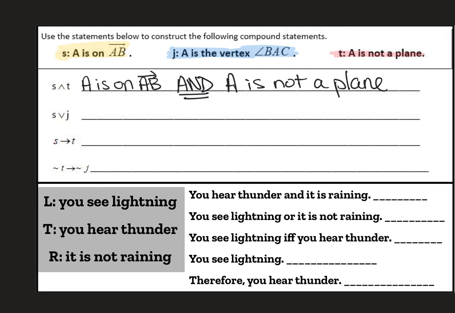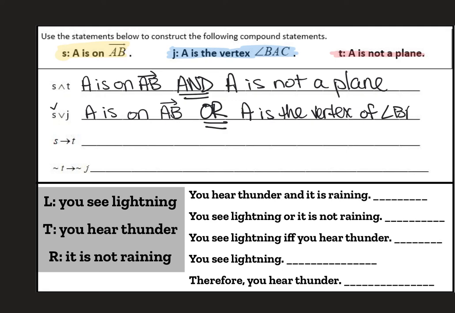For my next one, again, I have statement S. So A is on ray AB. Notice I don't care if these are true or false. I'm just writing what the symbols say. A is on ray AB. That's statement S. Or, that's my or symbol. Statement J. So A is the vertex of angle BAC. Sorry, I left the word of out.